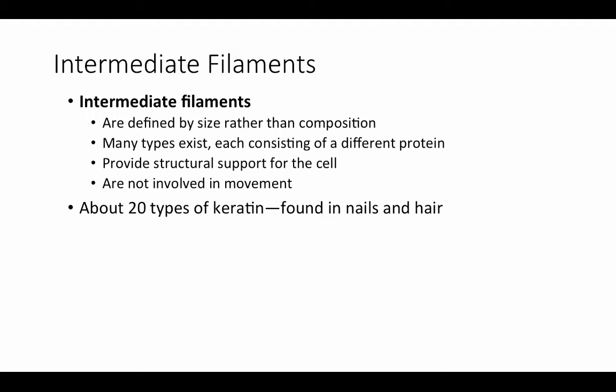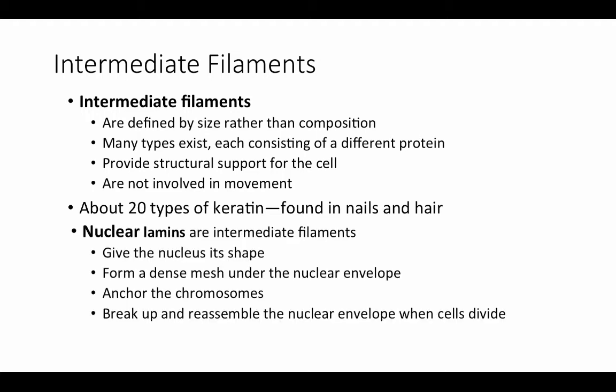Keratin is what composes fingernails and hair and scales in reptiles, lots of different structures. And also that nuclear lamina, that interior structure underneath the nuclear envelope that maintains the shape of the nucleus, is composed of intermediate filaments. So it gives the nucleus its shape, it forms this mesh underneath the nuclear envelope. It anchors the chromosomes and keeps them in place.